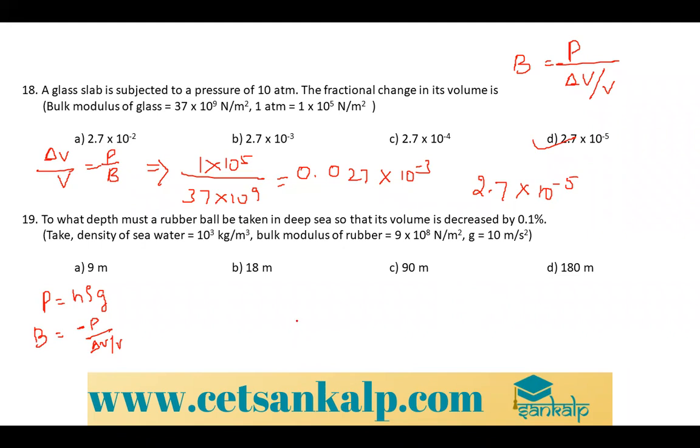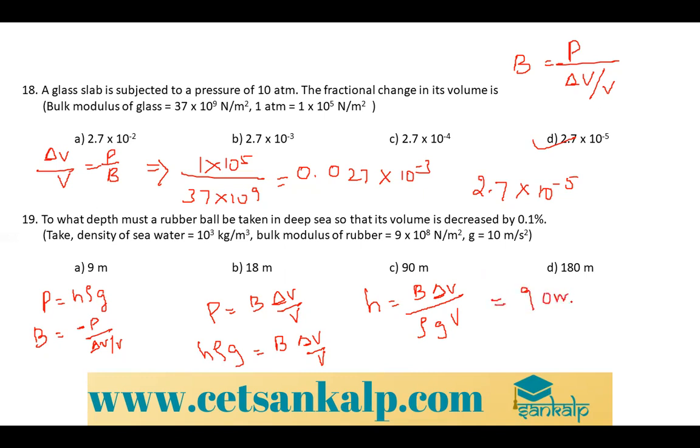What depth, that is height, has to be found. So P is equal to B into delta V by V. Right? So P, that is h rho g, is equal to B delta V by V. So H is equal to B delta V whole divided by rho g into V. So if you substitute all the values here, you'll get 90 meters. So option C is the right answer. I hope you are clear with this.